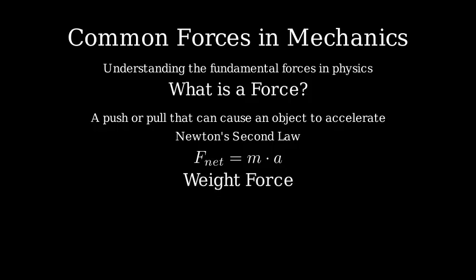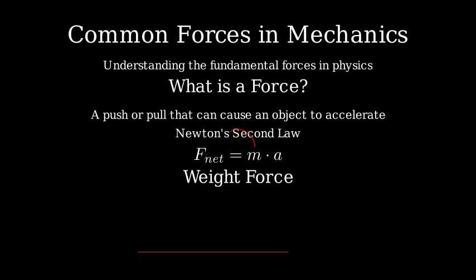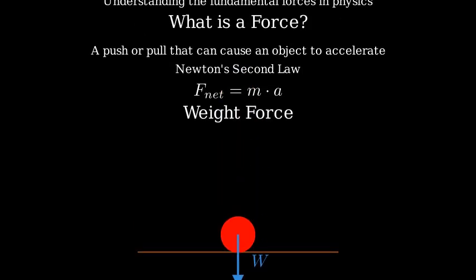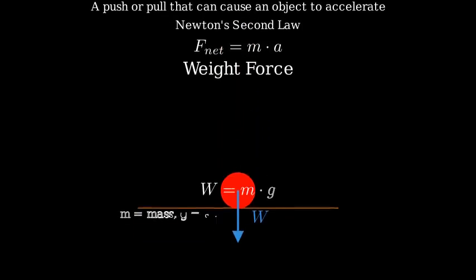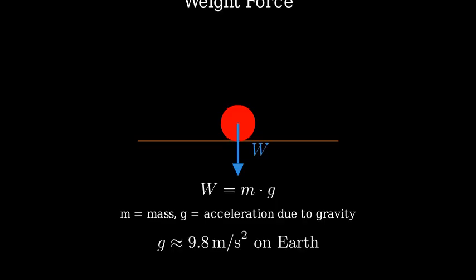Let's start with one of the most familiar forces, weight. Weight is the force of gravity acting on an object. The formula for weight is W equals mg, where m is the mass in kilograms and g is the acceleration due to gravity, which is approximately 9.8 meters per second squared near Earth's surface.